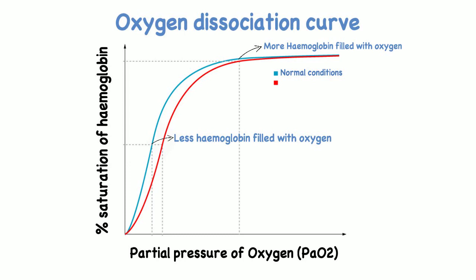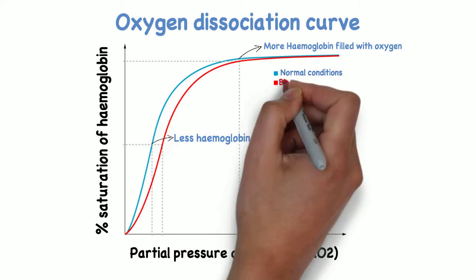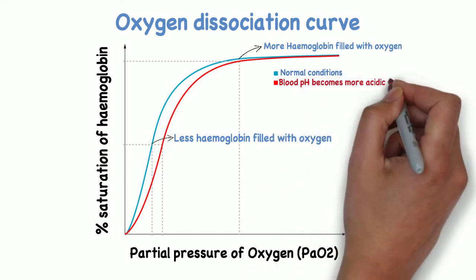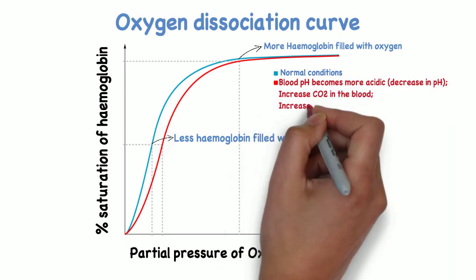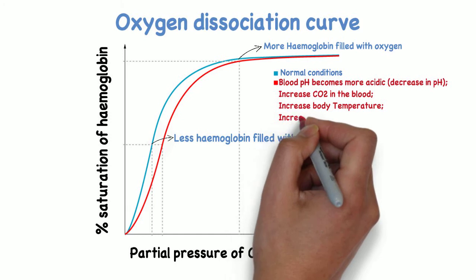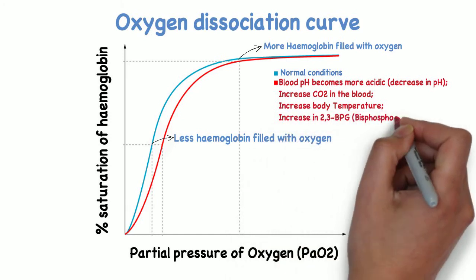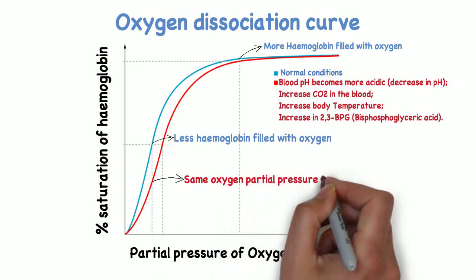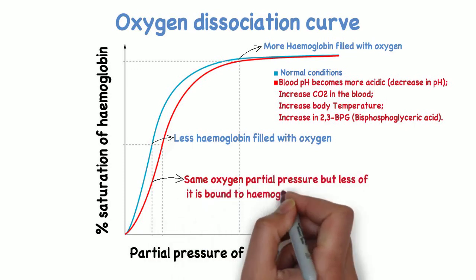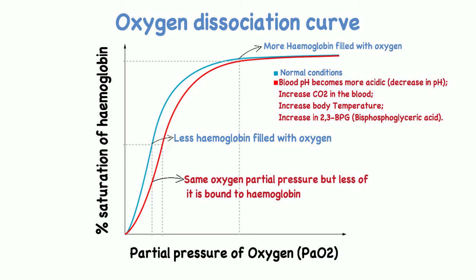The oxygen dissociation curve is not static, meaning that it can shift to the right or to the left, depending on the conditions of the body. For example, the curve will shift to the right if blood pH becomes more acidic, meaning a decrease in blood pH, increase in carbon dioxide in the body, increased body temperature, and increased 2,3-biphosphoglyceric acid. If the curve shifts to the right, it means that less oxygen is bound to hemoglobin under the same oxygen partial pressure, causing more oxygen to be free for tissue use. The opposite is true if the curve shifts to the left.